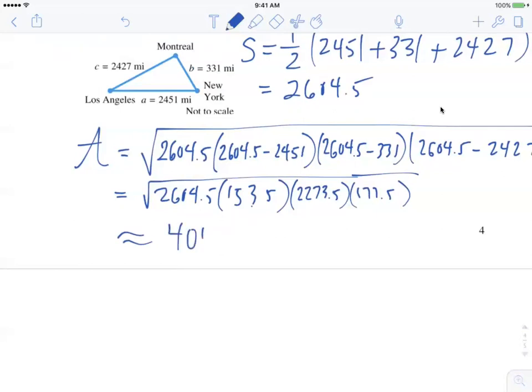This is really big. 401,664 square miles will be the area of that triangular region to the nearest square mile. Square miles because it's area, so you have to put the exponent 2 on there. And that is that.